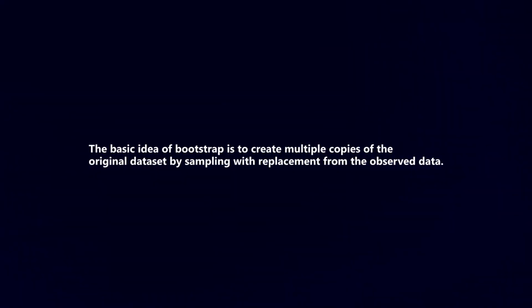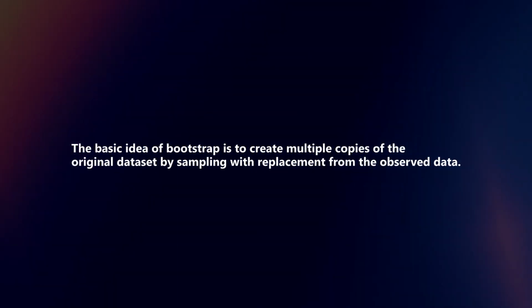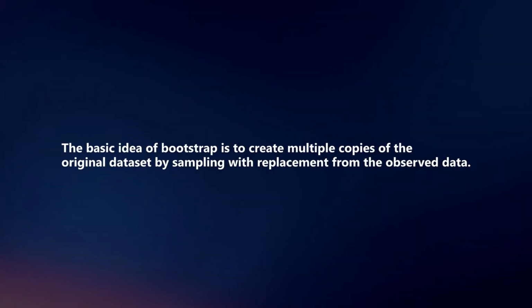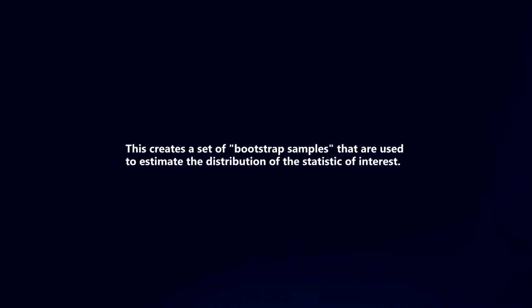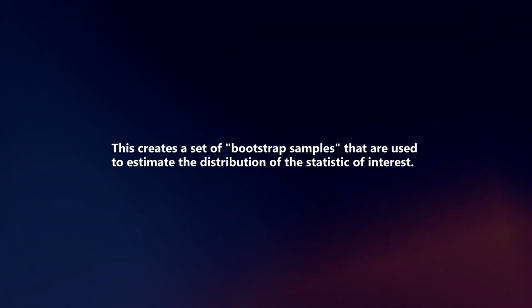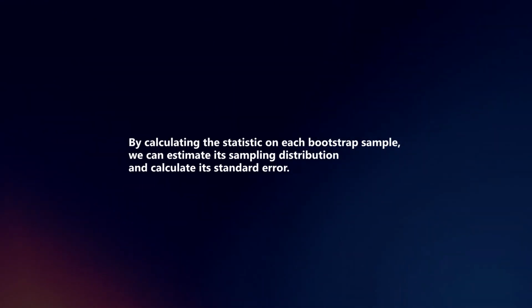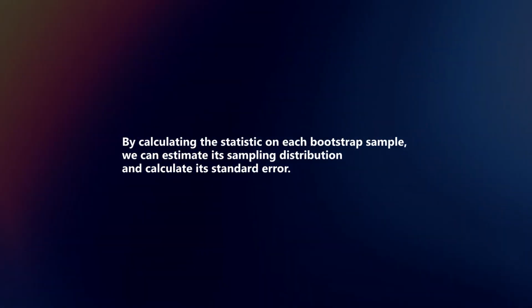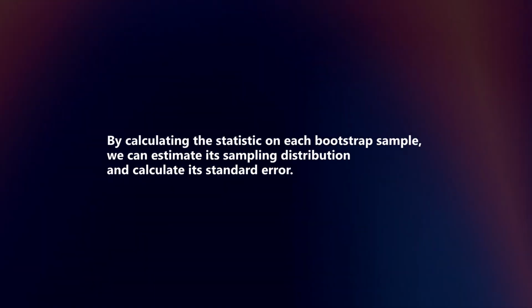The basic idea of Bootstrap is to create multiple copies of the original dataset by sampling with replacement from the observed data. This creates a set of Bootstrap samples that are used to estimate the distribution of the statistic of interest. By calculating the statistic on each Bootstrap sample, we can estimate its sampling distribution and calculate its standard error.